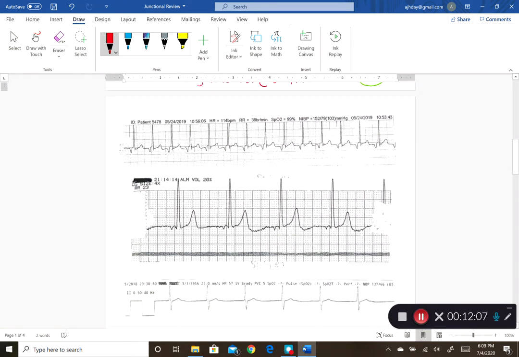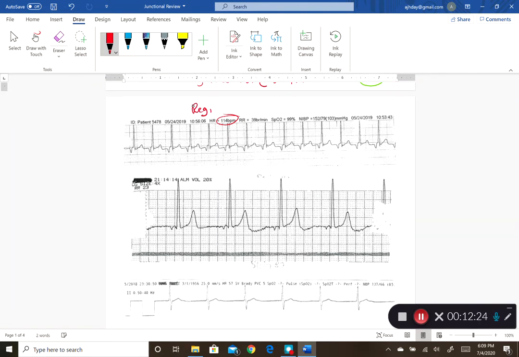Let's look at some just regular junctional rhythms. So this next patient, we have a heart rate of 114 beats per minute. So already I'm thinking, well, that's tachycardic. It is over 100 beats per minute. Next thing I want to look at, is it regular or irregular? It does appear to be regular.